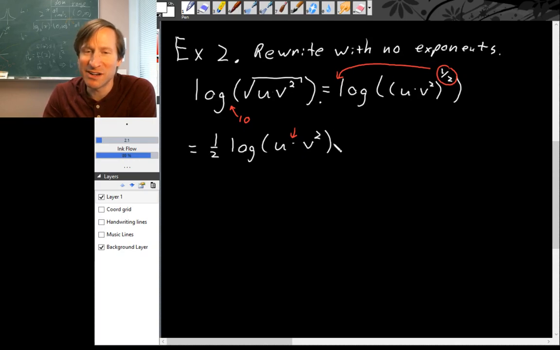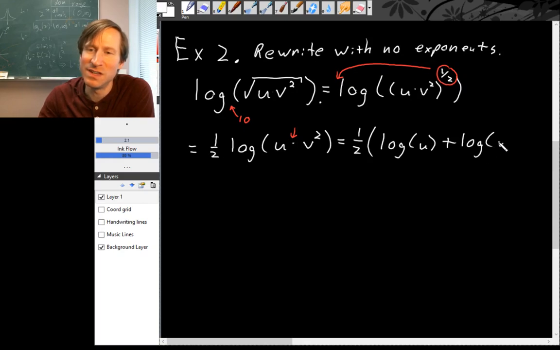But thinking about the product, fortunately there is a property of logarithms for a product, and that's the product to sum property for logarithms. So we get 1/2 times, and now we can break this product up inside into a sum outside. So log of u plus log of v squared.